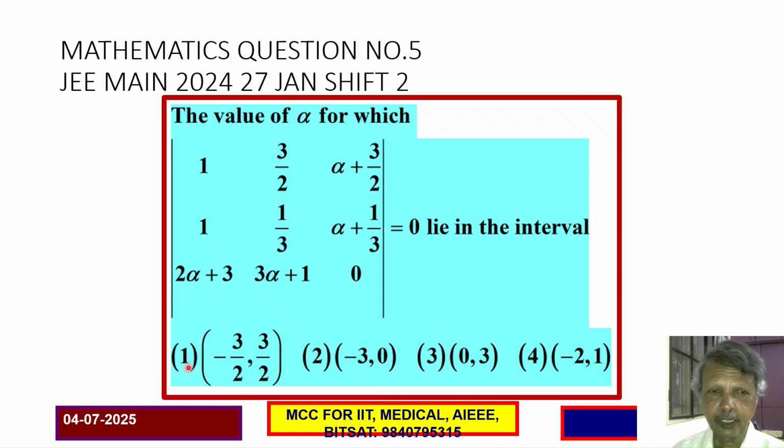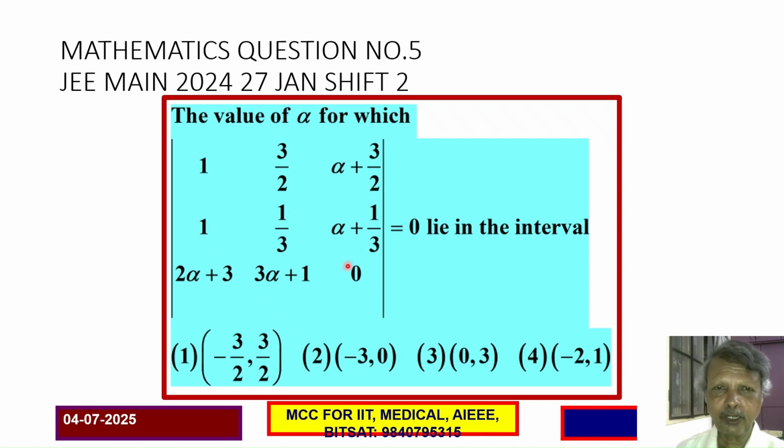Choice 1, open interval minus 3 by 2 comma 3 by 2. Choice 2, open interval minus 3 comma 0. Choice 3, open interval 0 comma 3. Choice 4, open interval minus 2 comma 1. So we will take up this question, how to solve this.